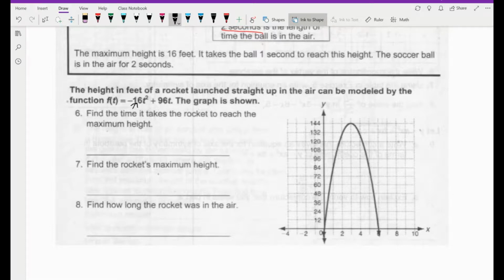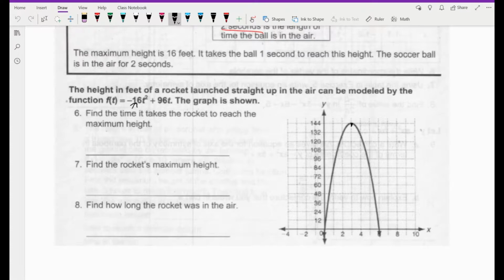Objects fall at about 32 feet per second per second. And this negative 16 is because the actual gravity equation looks like this. It has this 1/2 g t squared. And if gravity is 32, negative 1/2 of 32 is negative 16. So that's where this negative 16 comes from. So it says find the time it takes for the rocket to reach maximum height.